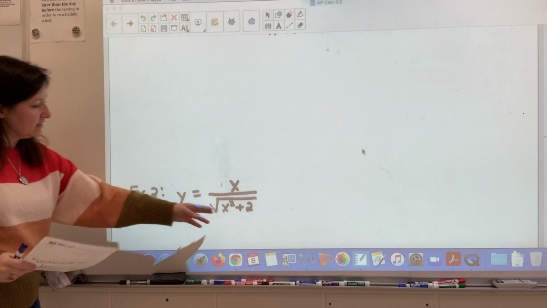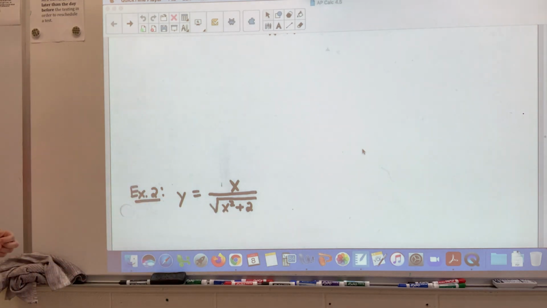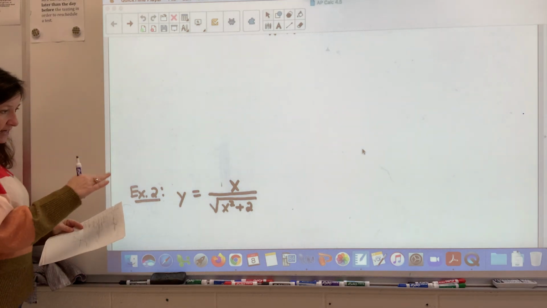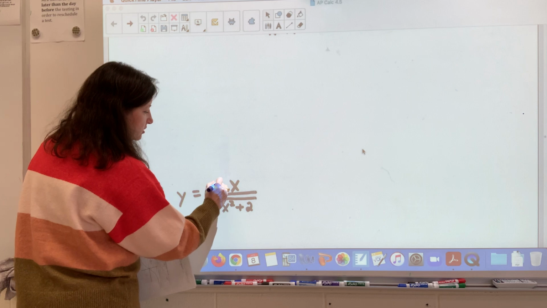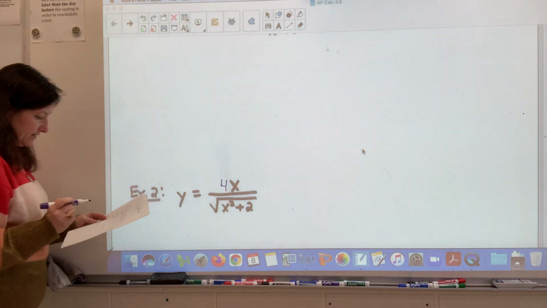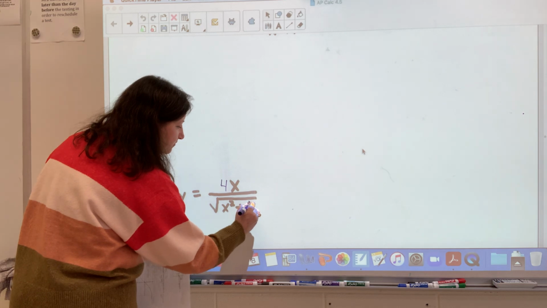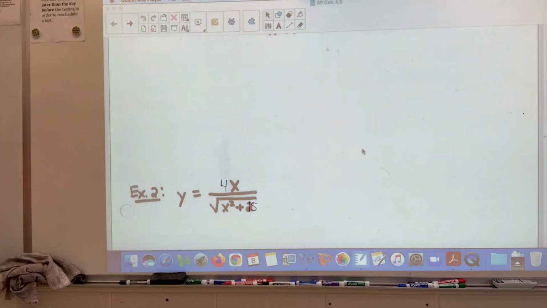So domain, I look at this and I quickly ask myself, is there anything that's going to make the denominator ever equal 0? No, there is not. So I'm going to skip on to my x and my y intercepts. Actually, just because I think it'll be more helpful when I do my horizontal asymptotes, I'm going to change this just a little bit. So in your notes, change this x to a 4x, and change this 2 to a plus 15, okay? Really doesn't change much other than my horizontal asymptote.